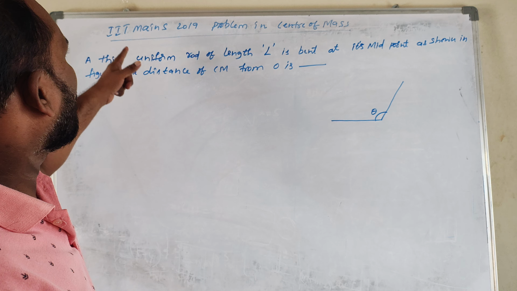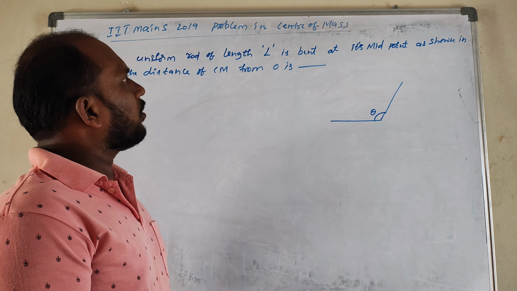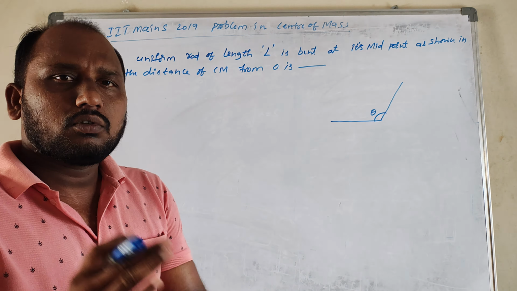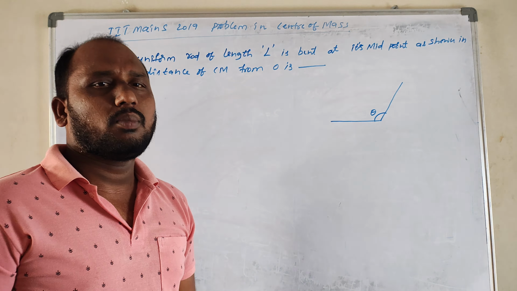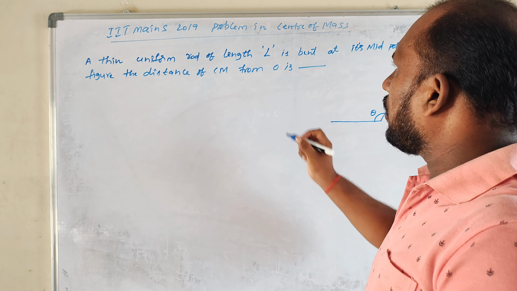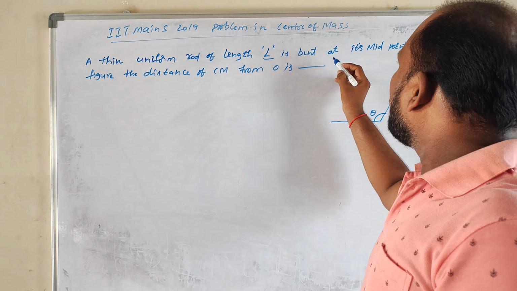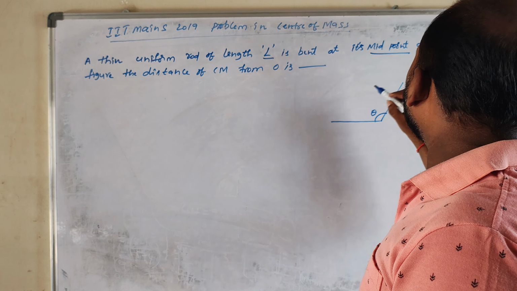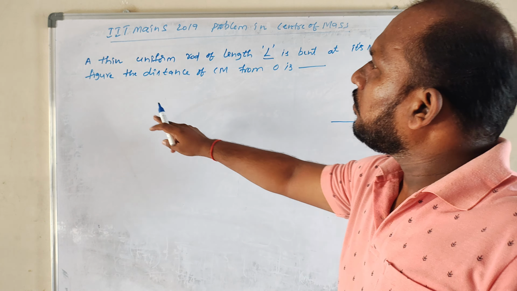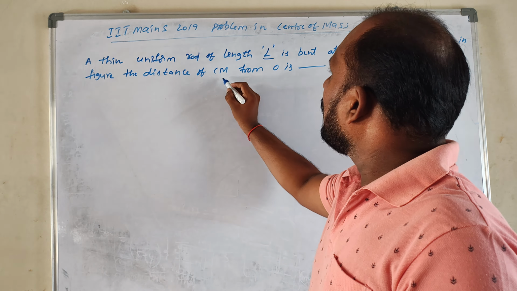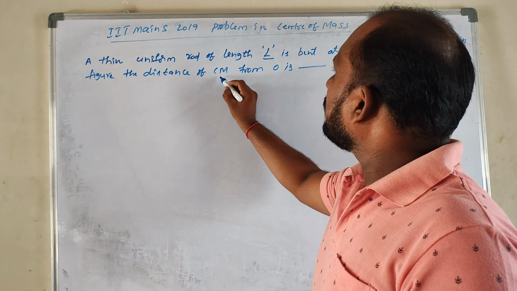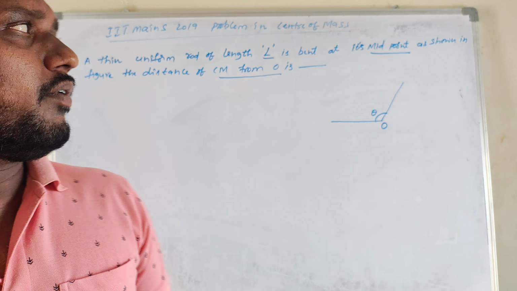Today we're talking about one of the IIT Mains 2019 problems in center of mass. This is a very important problem. The problem says: a uniform rod of length L is bent at its midpoint as shown in the diagram. Find the distance of the center of mass from O. Suppose O is there. So this is the problem, and I want to evaluate it.